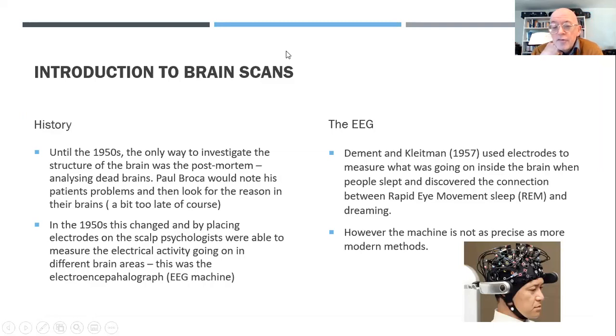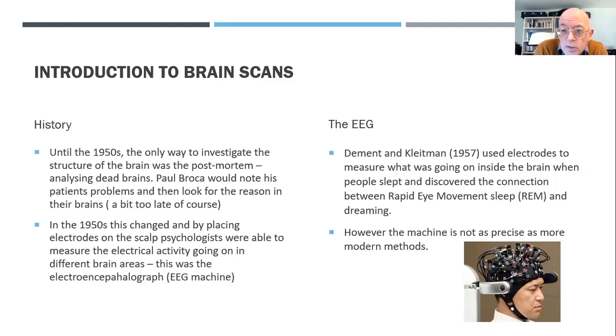Okay, so up until the 1950s, which isn't all that long ago, if we wanted to know what was physically wrong with someone's brain, we wouldn't be able to find out until they died, really. So for example, Paul Broca, who was interested in language and so forth, would basically make a note of the kind of behaviors and problems that his patients would have, and then he'd be able to figure out what he thought the reasons might be after the person had died.